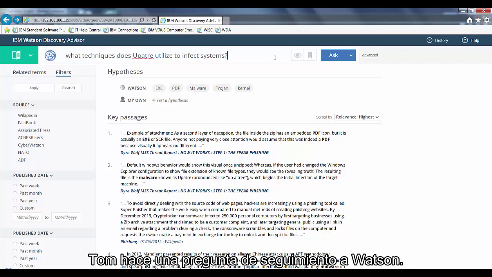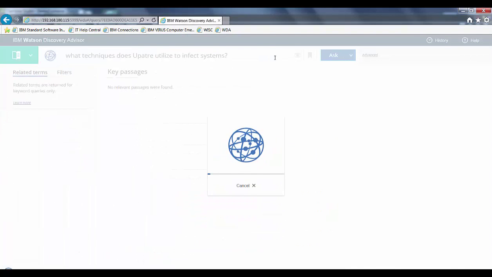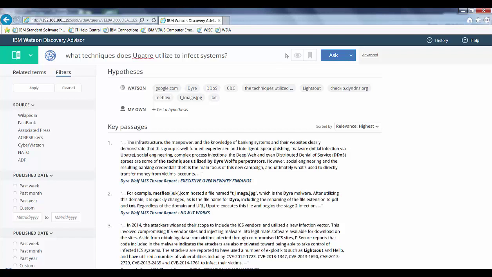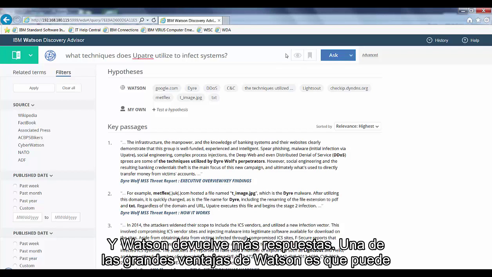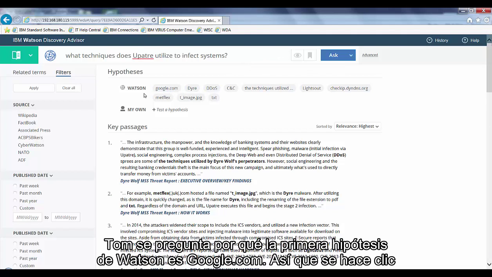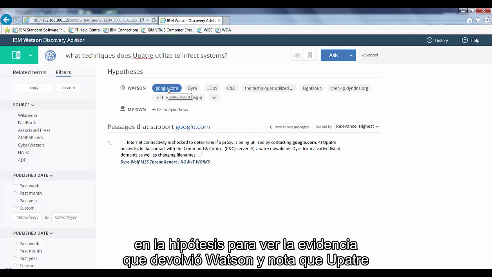What techniques does Uptree utilize to infect systems? And Watson returns more answers. One of Watson's great advantages is that it can explain everything it reports using references to original documents. Tom is wondering why Watson's first hypothesis is Google.com. So he clicks on the hypothesis to look at the evidence returned by Watson.